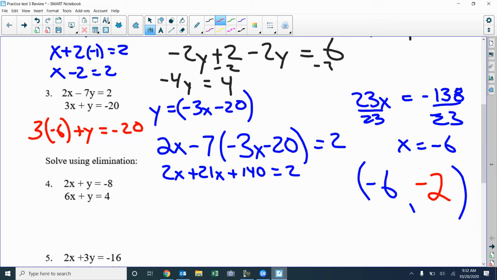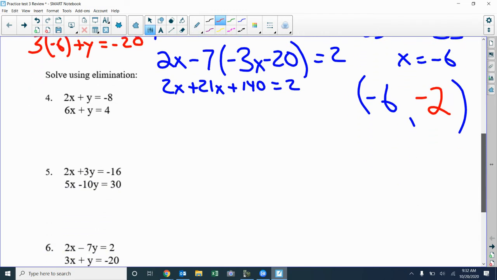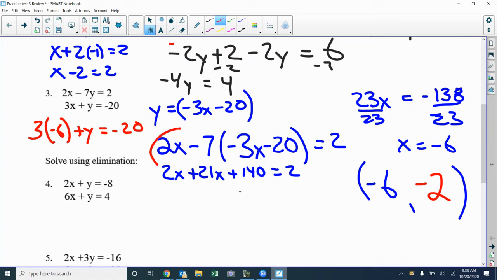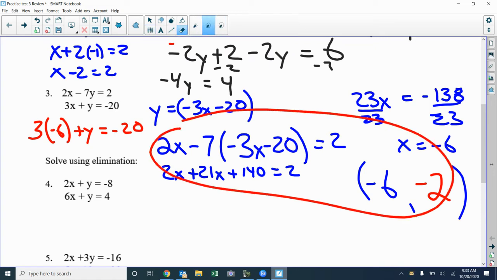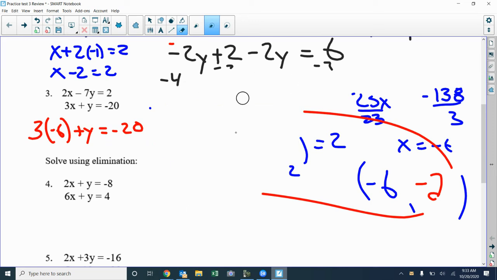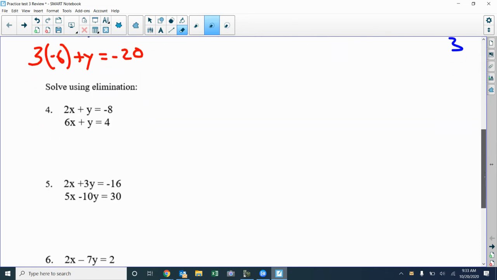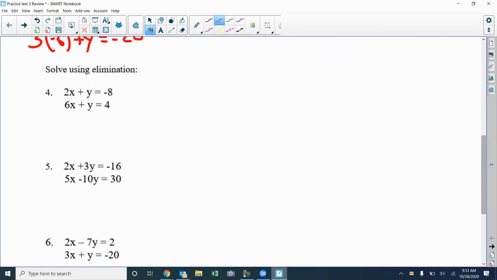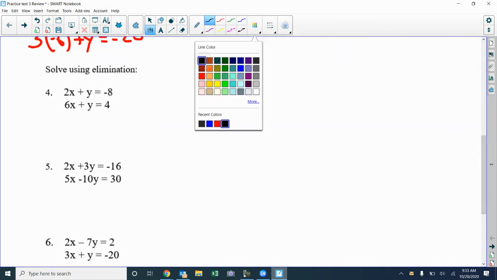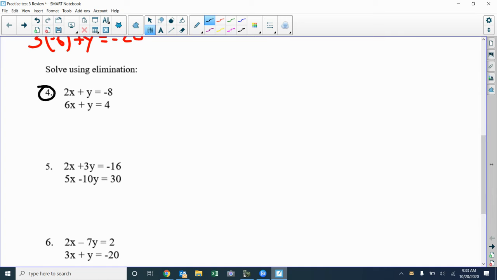All right, let's move on down to elimination, my favorite. I like elimination a little bit better myself. I just think it's a little easier to do. So, I can get rid of some stuff here. I'll probably eliminate these y's because that seems to be the easiest.